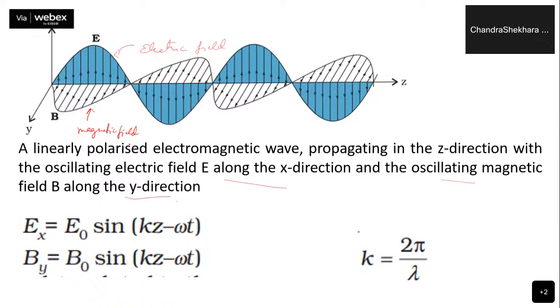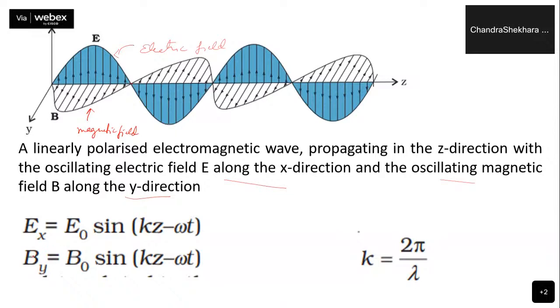Now, the X component of this electromagnetic wave can be written as Ex equals E naught sine of kz minus omega t. Here, Ex is the X component of the electric field. E naught is the amplitude. K is 2 pi by lambda, which is called the wave vector, where lambda is the wavelength. Z represents the direction. Omega is the angular frequency, and t is time.